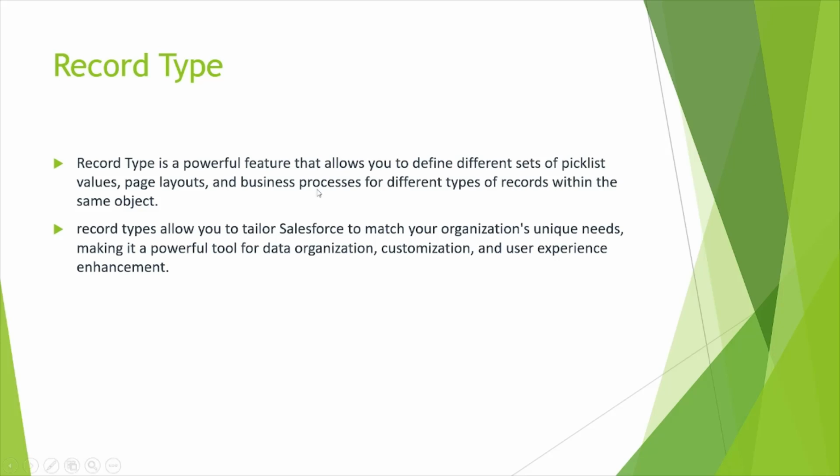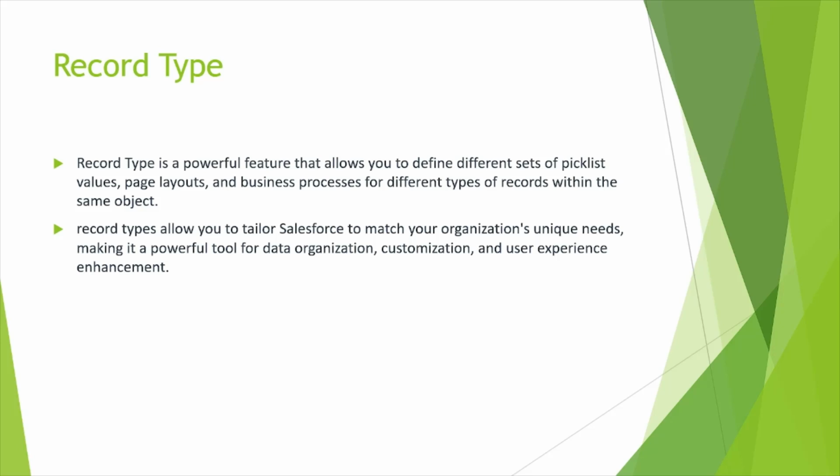So record type is a powerful feature that allows you to define different sets of picklist values, page layouts, and business processes for different types of records within the same object. For example, I have a student object. Under this object, I want to show two different records: I want to show only the data of the freshers, and I want to show only the experienced people's records. So in this type of use case, we use the record type. Record type allows you to tailor Salesforce to match your organization's unique needs, making it a powerful tool for data organization, customization, and user experience enhancement.